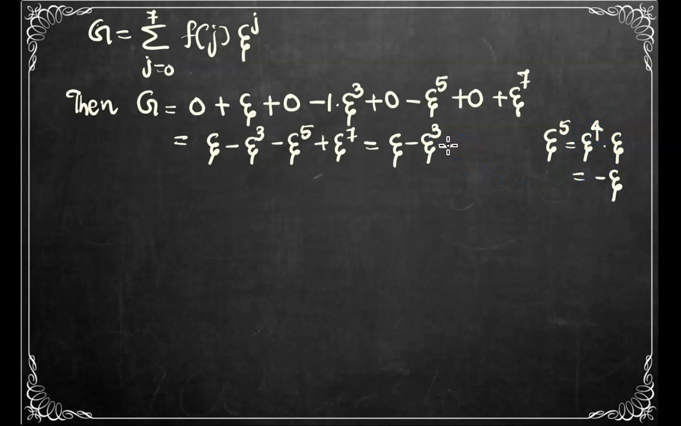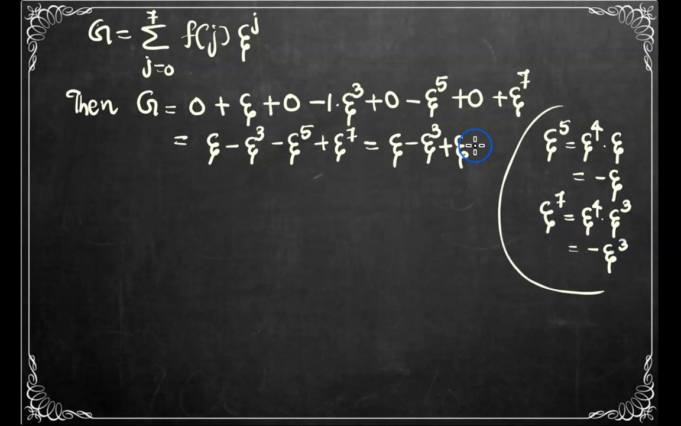So minus zeta raised to 5 will be equal to plus zeta. And similarly, zeta raised to 7 can be expressed as zeta raised to 4 into zeta raised to 3, which is equal to minus zeta cube. So we can substitute minus zeta cube for zeta raised to 7. So G becomes twice zeta minus zeta cube.